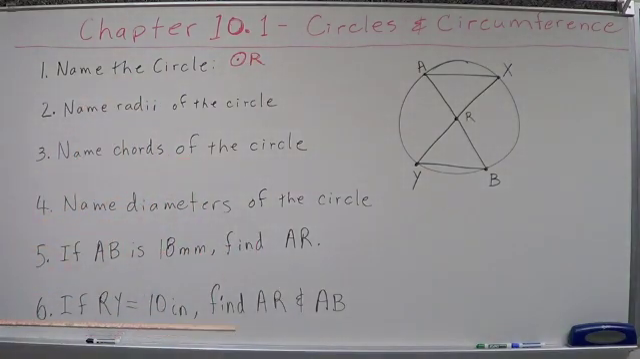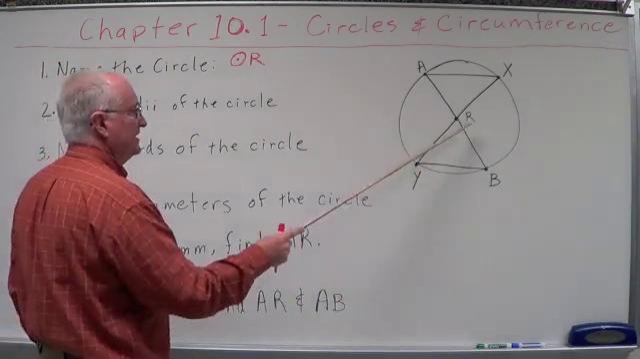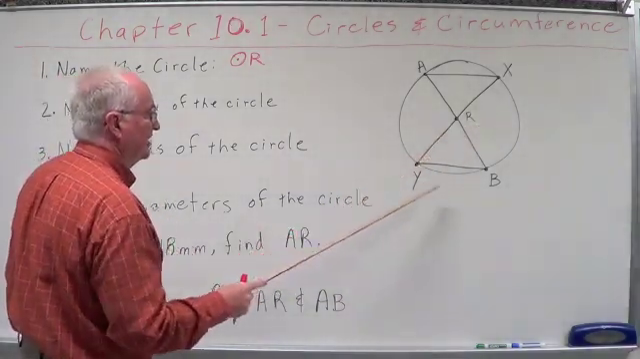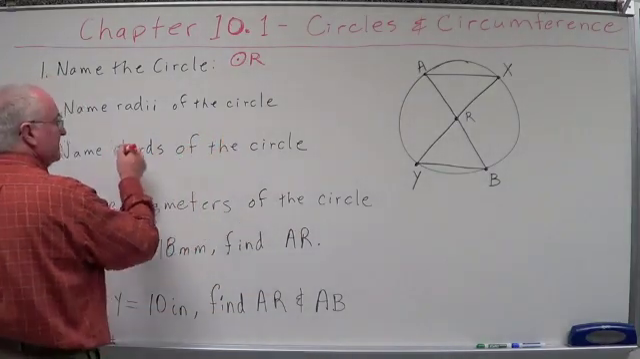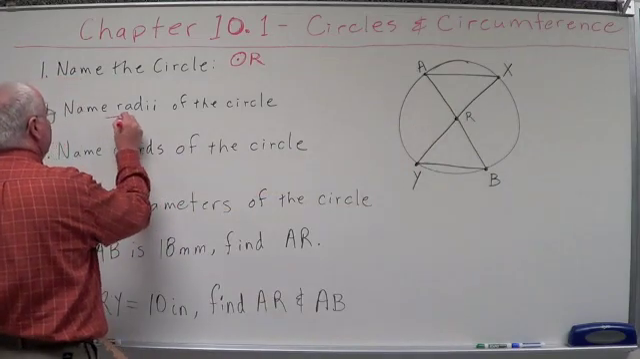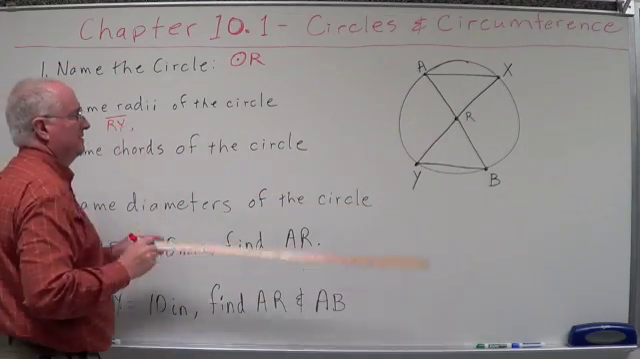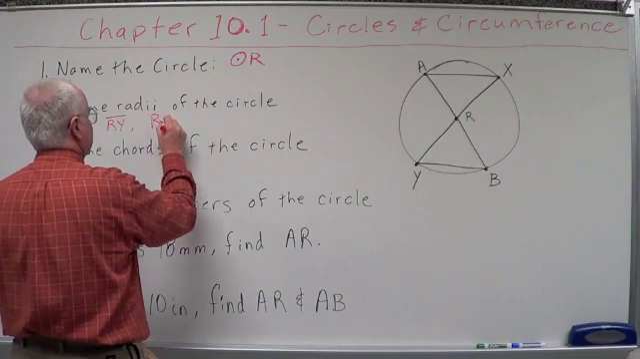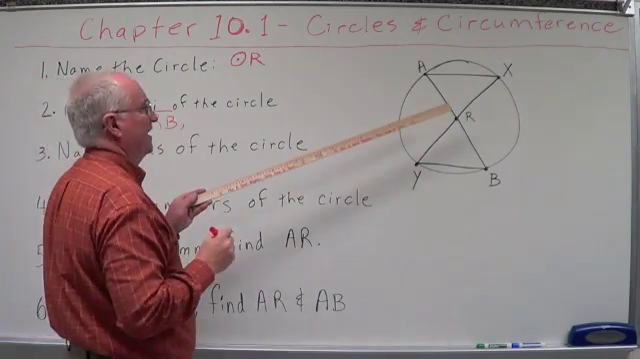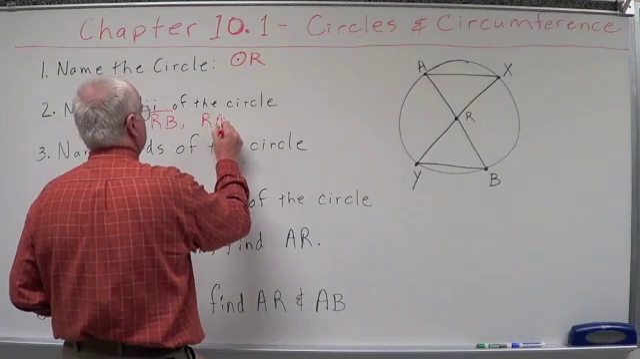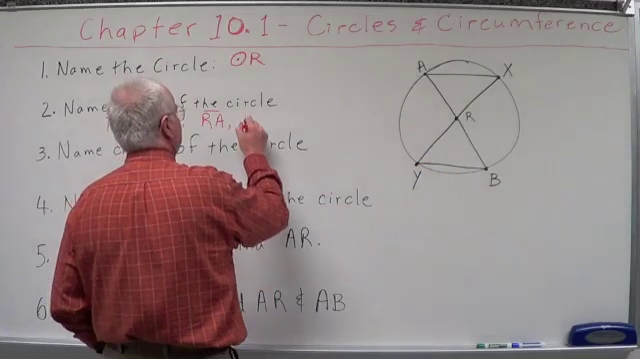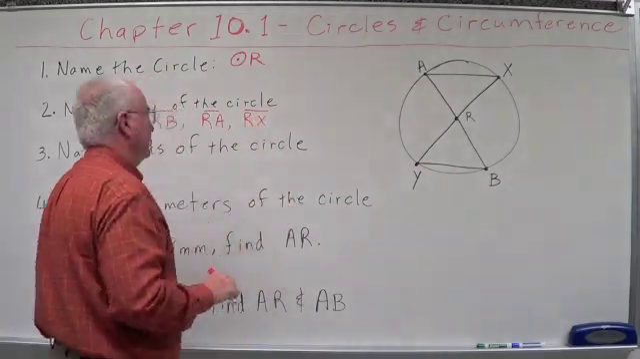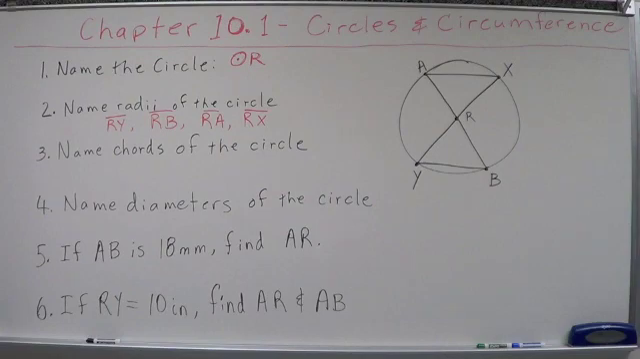Name radii of the circle. Radii, remember the definition is they have endpoints at the center and on the circle. So radii, we have RY, we'd have RB, we'd have RA. Notice that we are using the center first, and we have RX. Okay, so we have four different radii for that circle.